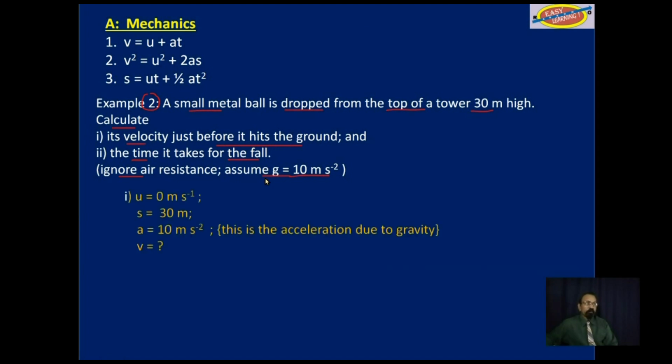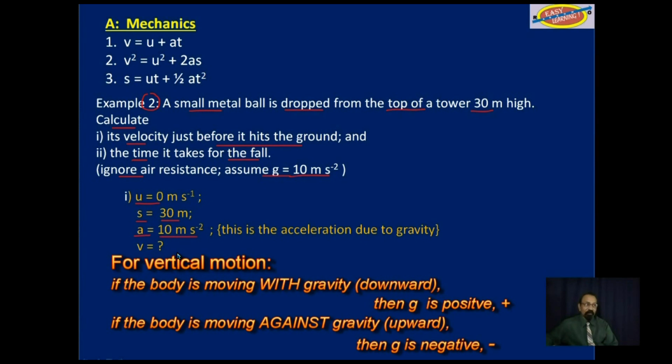So what do we know? We know u, which is the initial velocity, is 0 because it is dropped. We know s, the distance, is 30 meters. We know the acceleration is 10 meters per second squared, which is the acceleration due to gravity. And notice it is not a negative 10, it is a positive 10. We want to find v.